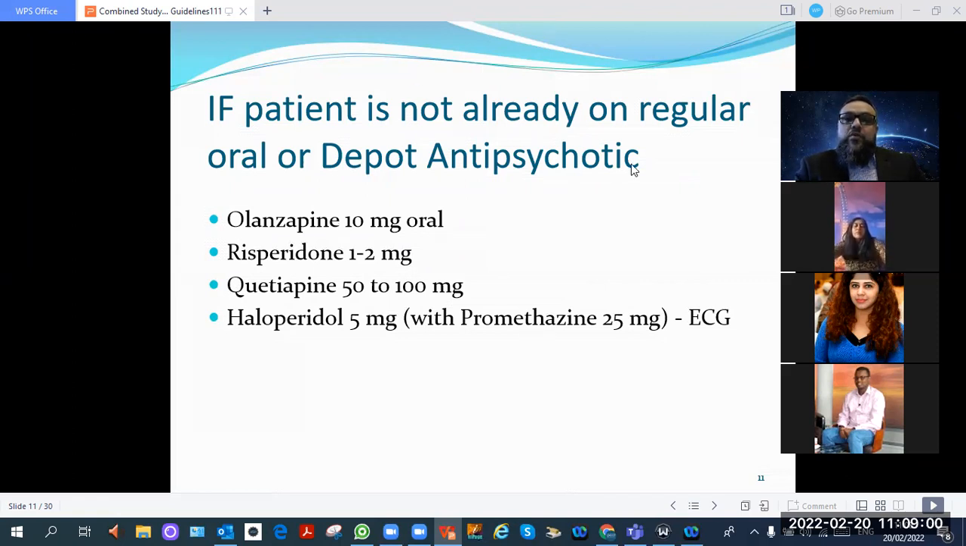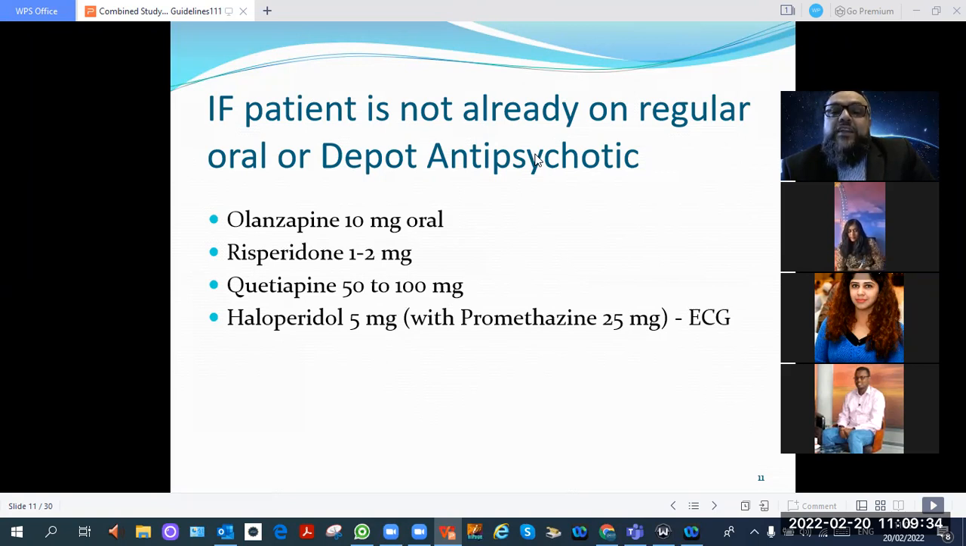Okay, so haloperidol 5 milligrams with promethazine 25 milligrams, not even 50 milligrams, maybe 25 milligrams, because we know that both the drugs interact with each other. So we can use increasing the dose of haloperidol via inhibiting the metabolism as a desired effect, but we'll keep the doses low of both so that QTc is not that much prolonged.